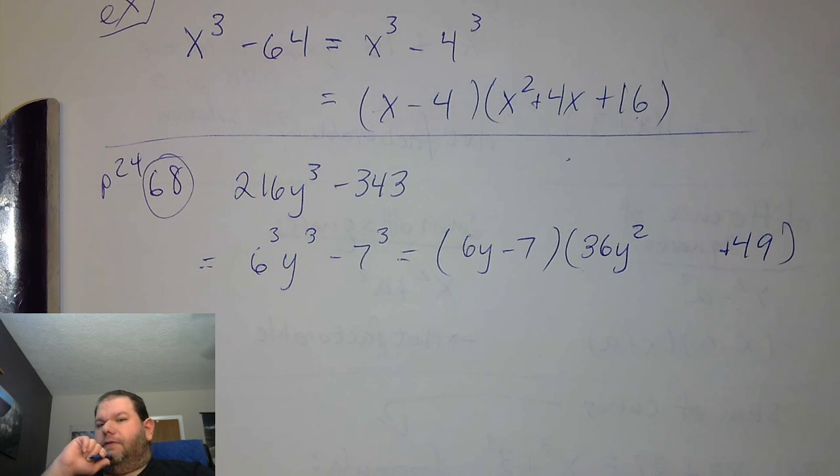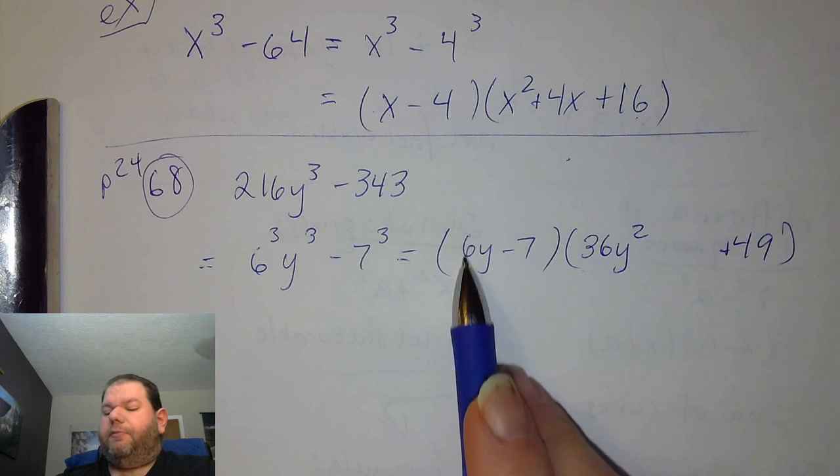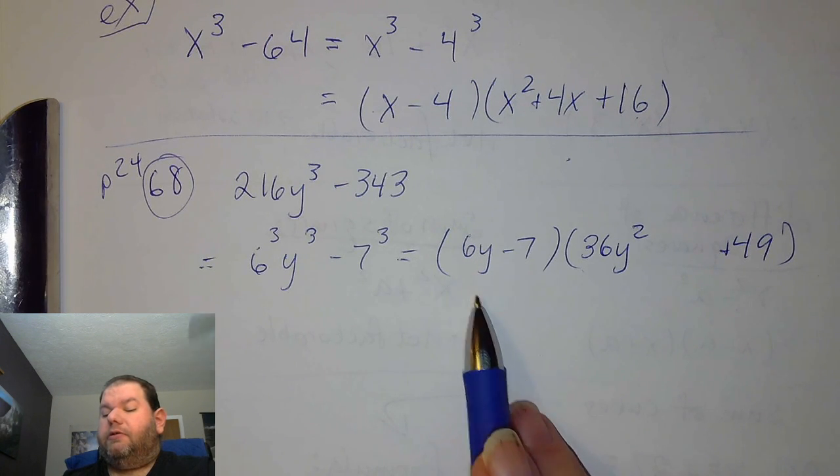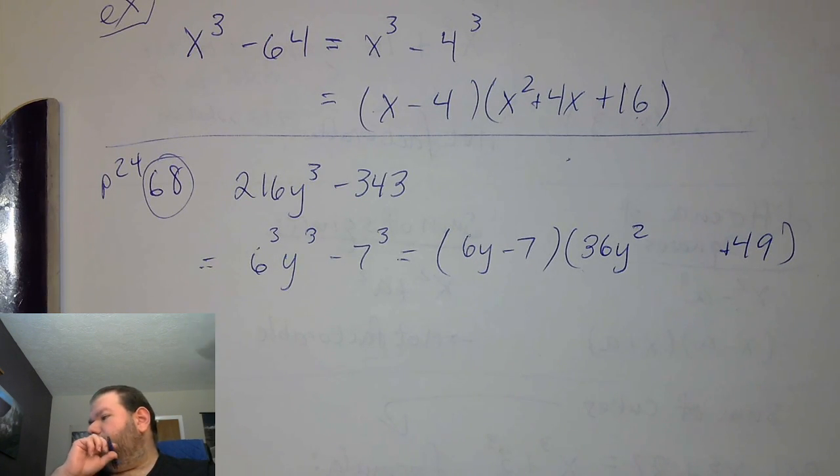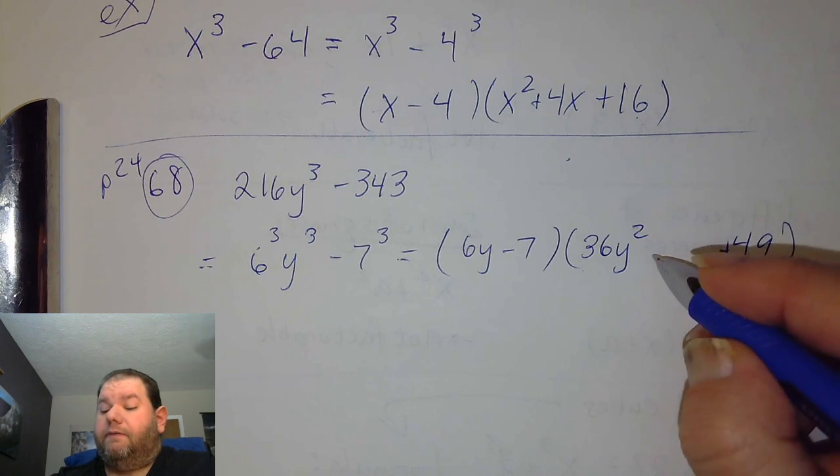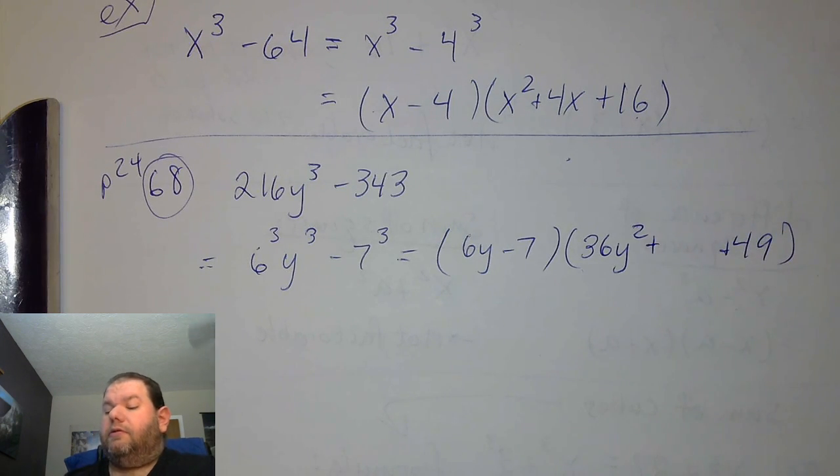Not 7. 7's part of it, but not all of it, it turns out. Remember, we multiply these together. And it is positive. $42, right.